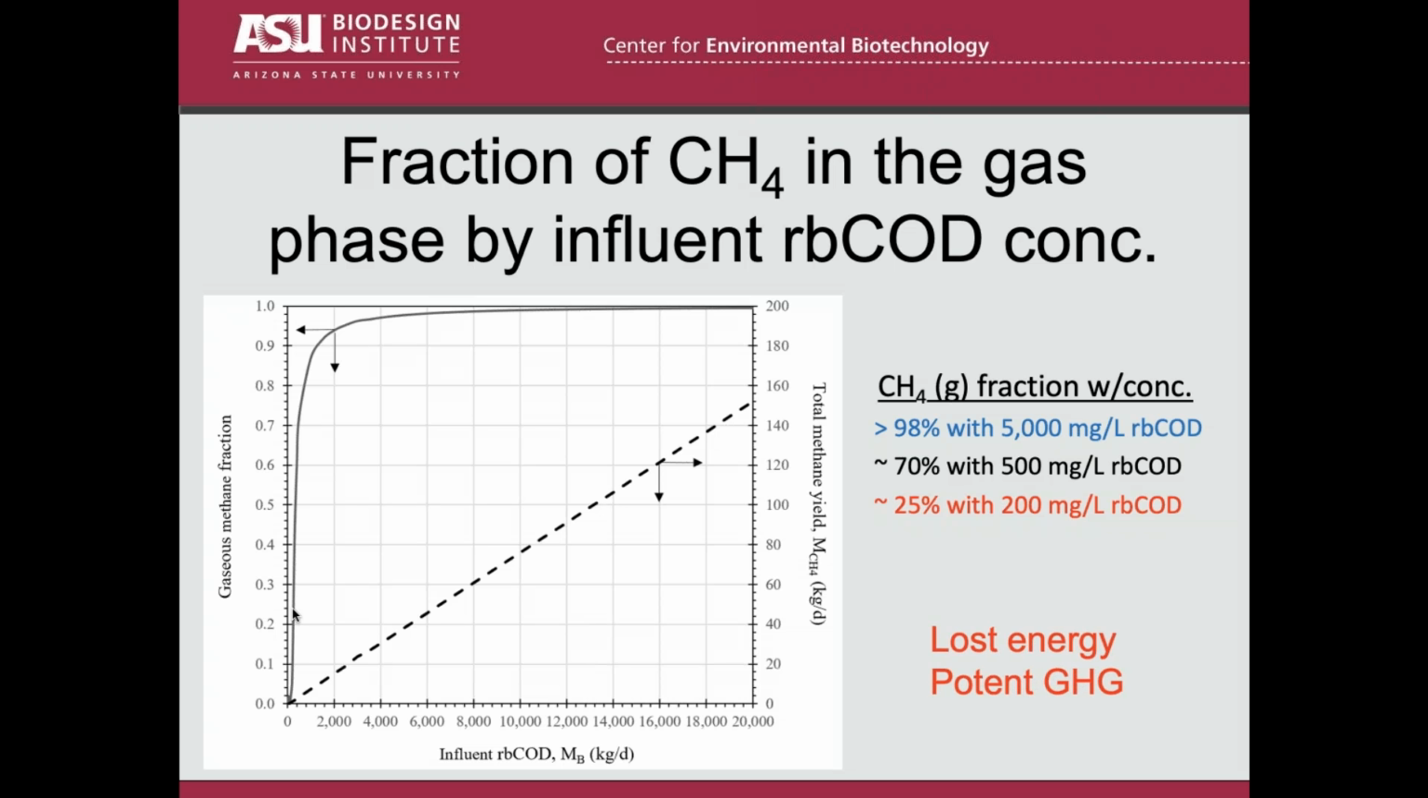And again, in any case, you don't want to lose the energy value, and this is particularly critical when you're on the lower end of the influent concentrations. But even if you're at the high end and you're getting 98 or 99% in the gas phase, you still don't want to lose that 1 or 2% to the effluent because it's such a potent greenhouse gas, and we just can't afford to let it go. So whether it's money we're interested in or global climate change, we have to capture all of the methane.